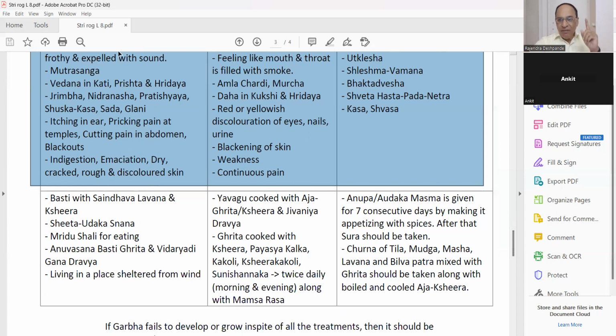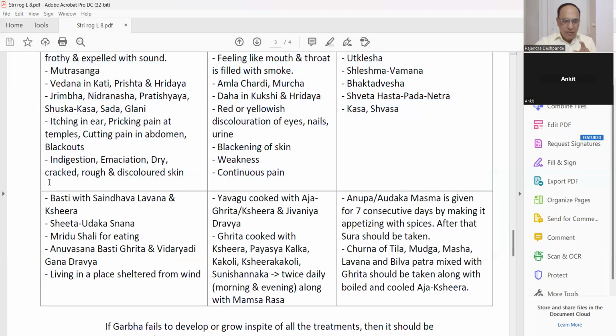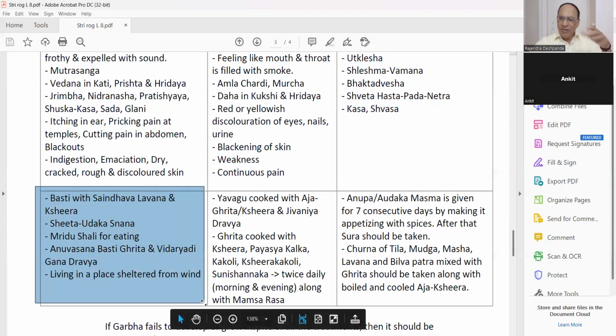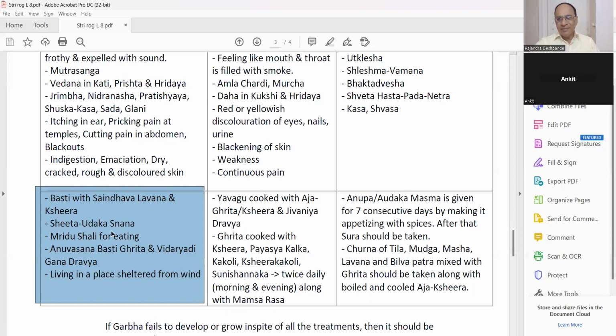What can you do? Whenever there is Vata, the treatment will always be Basti. Correct? Now the Chikitsa. Basti with Saindhava Lavana and Kshira. Then Shita Udaka Snana. When there is undernourishment, Mridu Shali rice for eating, Mudga, Shali. Then Anuvasana Basti only with fat substances, either ghee or oil, and Ghrita processed with Vidaryadi Gana Dravya, that is, these particular herbs.